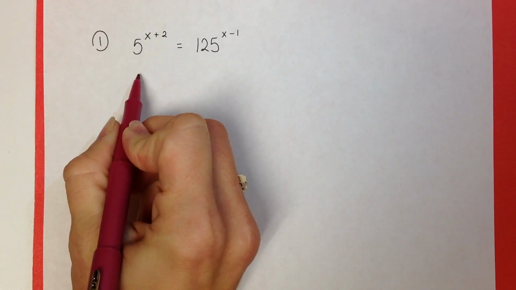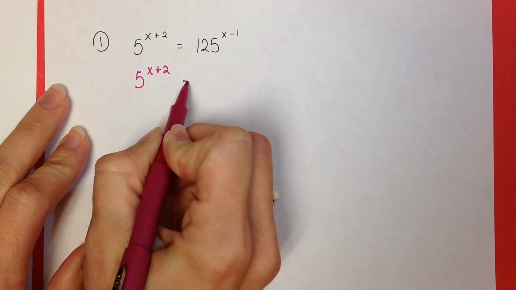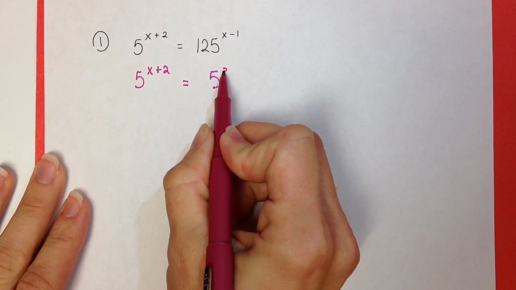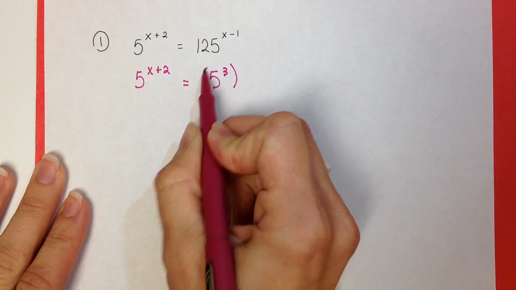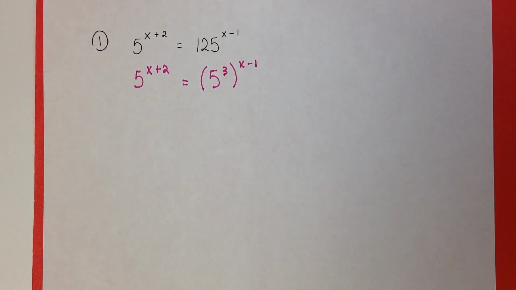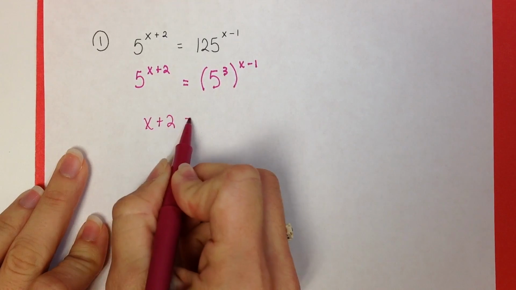What's going to work for us here is my left side is going to stay the same, but I can rewrite 125 as 5 to the third power. That still will be raised to the x minus 1. By rewriting the 125 as 5 to the third, that gives me the same base on both sides. So at this point, you just work with your exponents. You're going to set your exponents equal to each other. So I'll have x plus 2 equals.